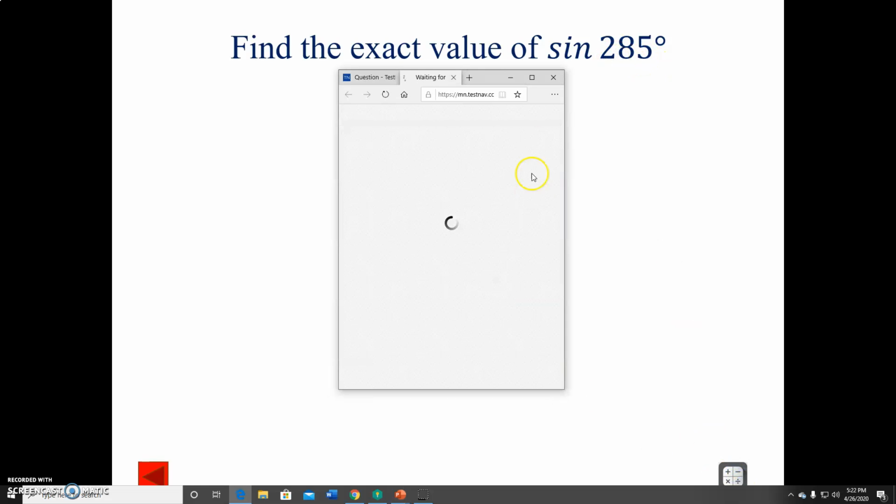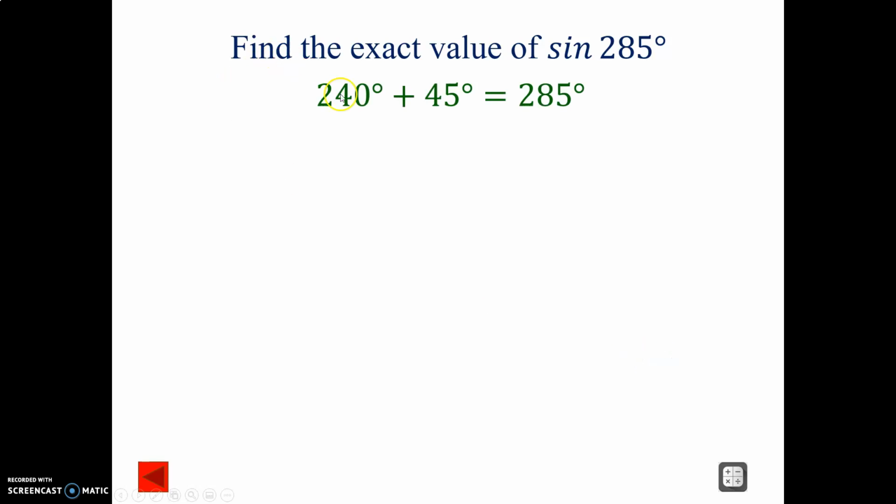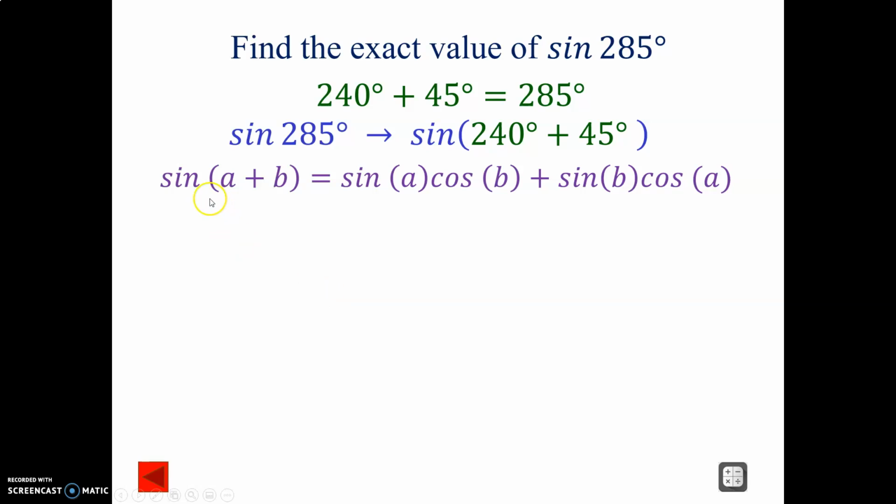So if I take my calculator and I simply do 285 minus 45, it lets me know there's the other number. So 45 and 240 add to be 285. So these are the numbers I'm using, 240 and 45. So 240 plus 45 is my 285. So my new problem, instead of sine 285, it's now sine the sum of 240 and 45, which means we'll be using the sum identity for sine.